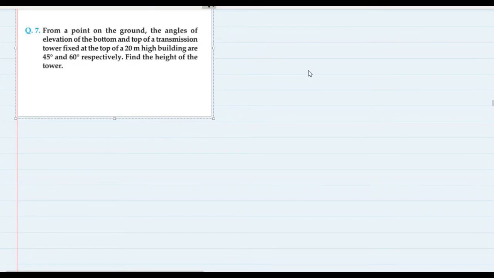From a point on the ground, the angles of elevation of the bottom and top of a transmission tower, fixed at the top of a 20-meter high building. Okay, now see what is happening. There is a 20-meter high building named, let's say, AB, and on the top of the building there is a transmission tower, like the mobile towers on buildings. So this is the transmission tower here, which I made in blue. I am going to name this point as C.